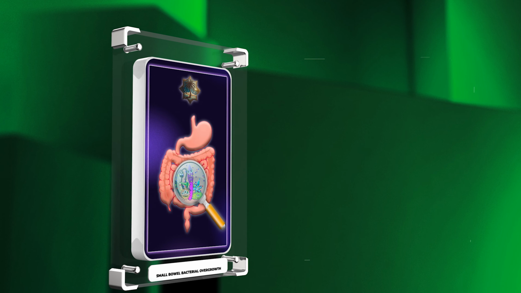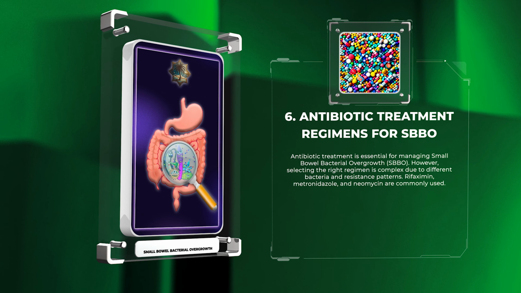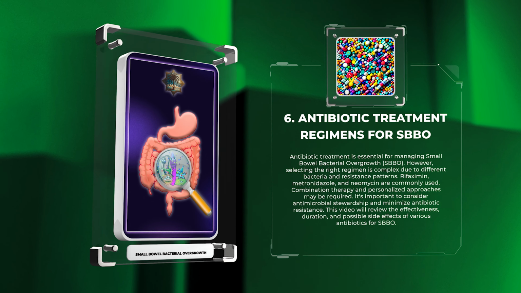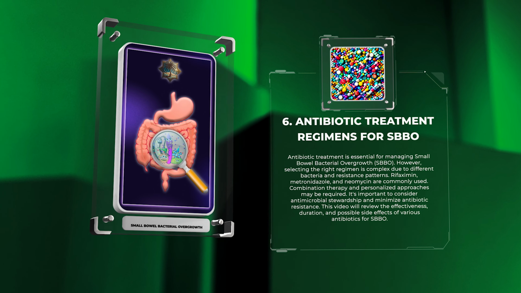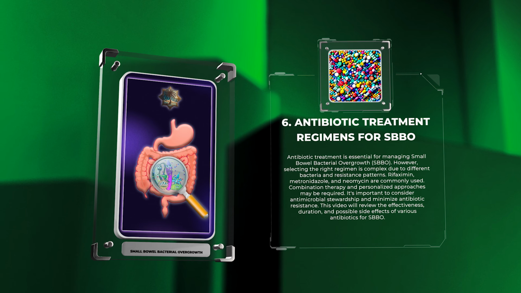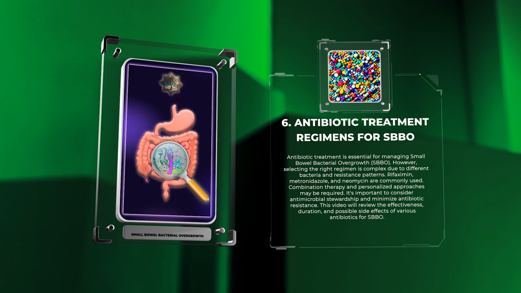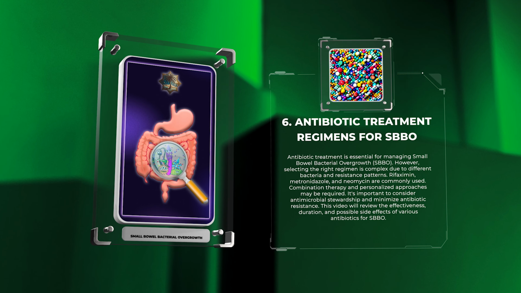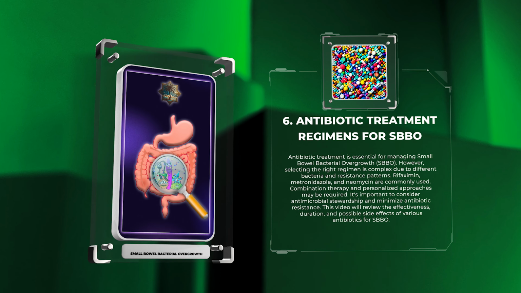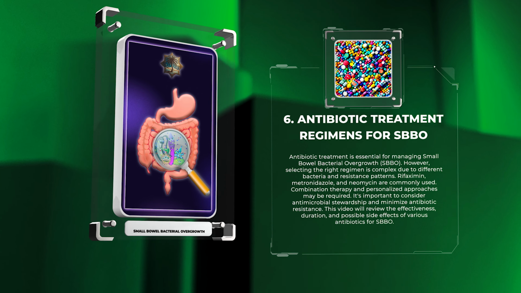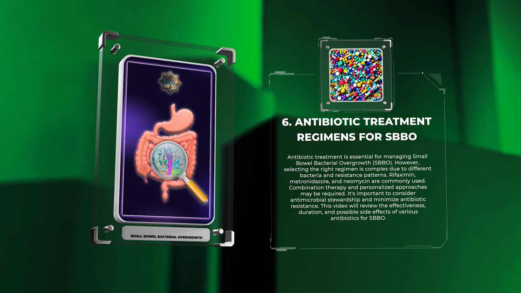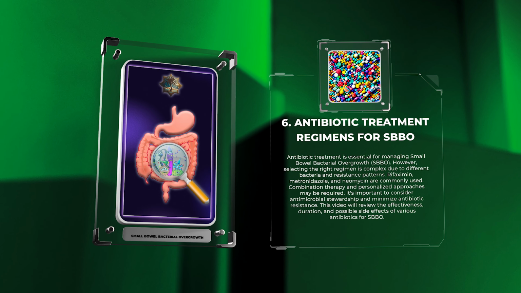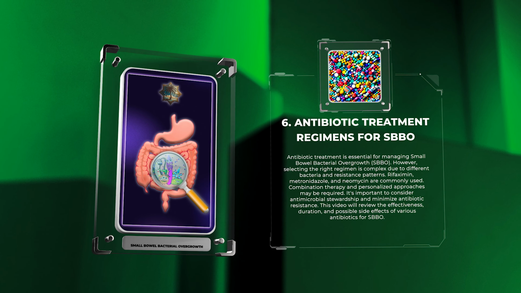Antibiotic treatment is essential for managing small bowel bacterial overgrowth, SIBO. However, selecting the right regimen is complex due to different bacteria and resistance patterns. Rifaximin, metronidazole, and neomycin are commonly used. Combination therapy and personalized approaches may be required. It's important to consider antimicrobial stewardship and minimize antibiotic resistance. This video will review the effectiveness, duration, and possible side effects of various antibiotics for SIBO.